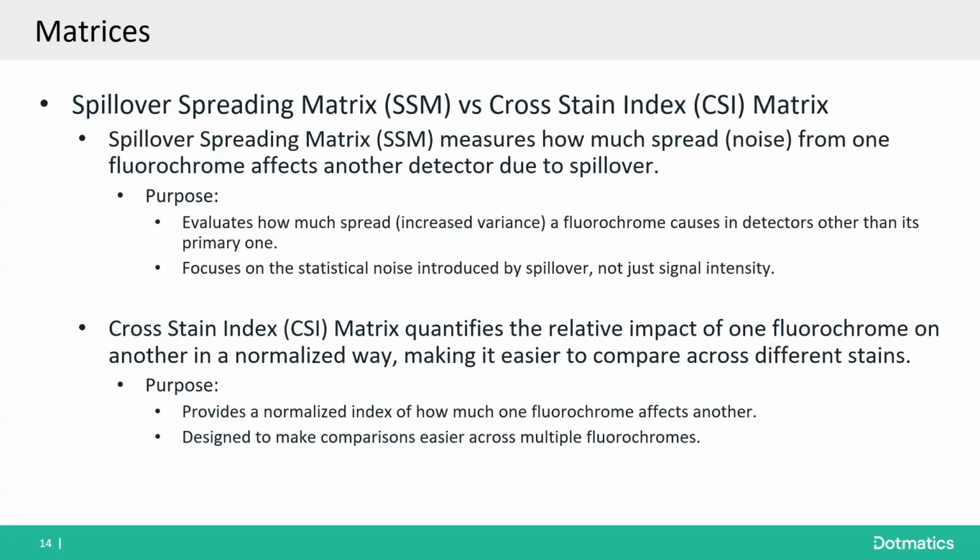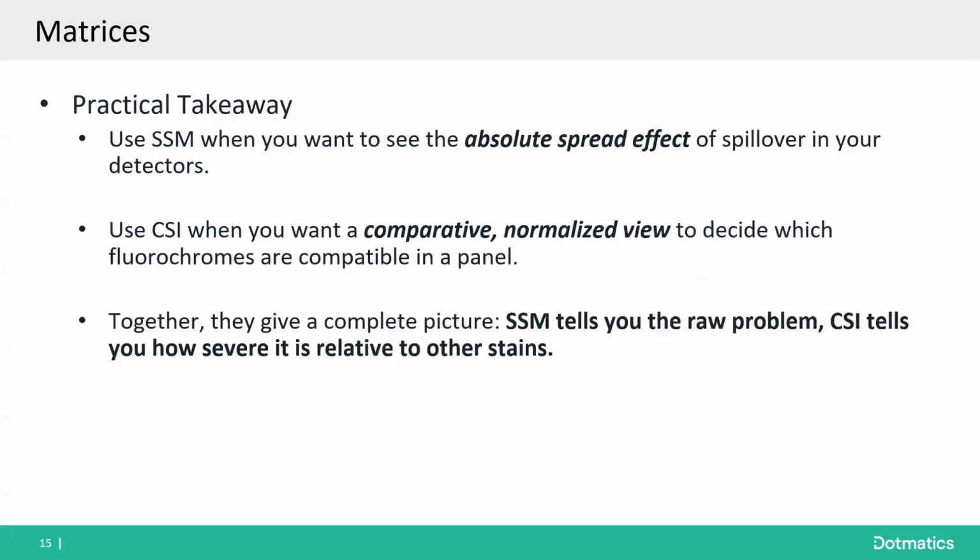All right. So in short, the practical takeaway is that you use the SSM when you want to see the absolute spread effect of your spillover in the detectors, and you use the cross stain index when you want a comparative normalized view to decide which fluorochromes are compatible in the panel. And that's probably the one a lot of people will think about using. They go, well, which one should I use? That's the one you can use to look at it and see.